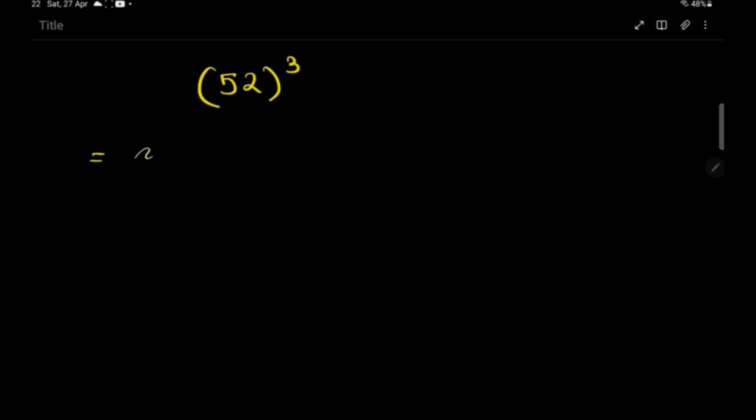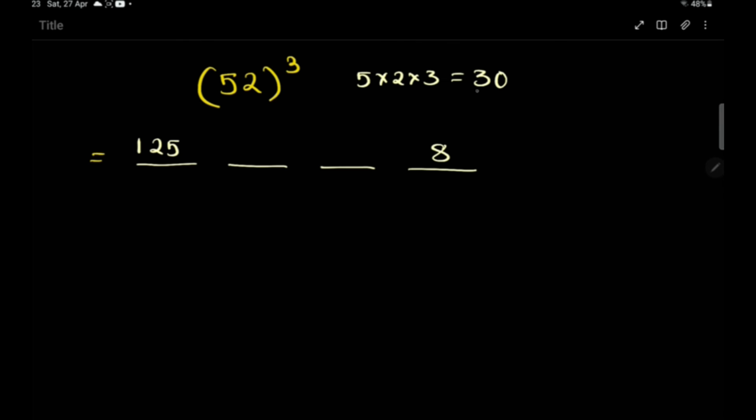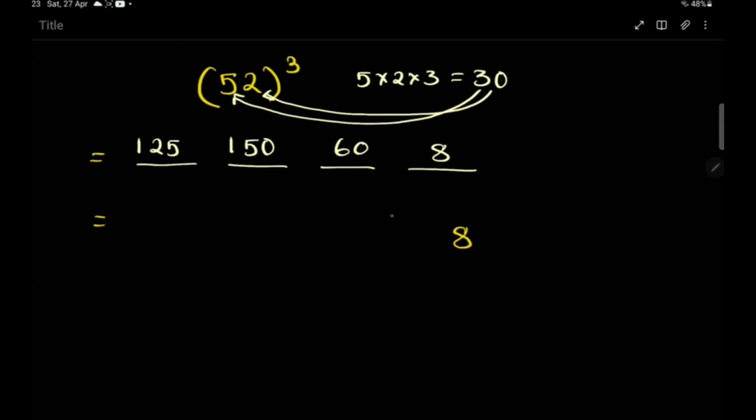So we can write the answer like this. Now 5 cube is 125. 2 cube is 8. Let us multiply 5 into 2 into 3, that is 30. Now 30 multiplied by 5 is equal to 150, and 30 multiplied by 2 is equal to 60. And the final answer is, we have to write only one digit here, that is 8.